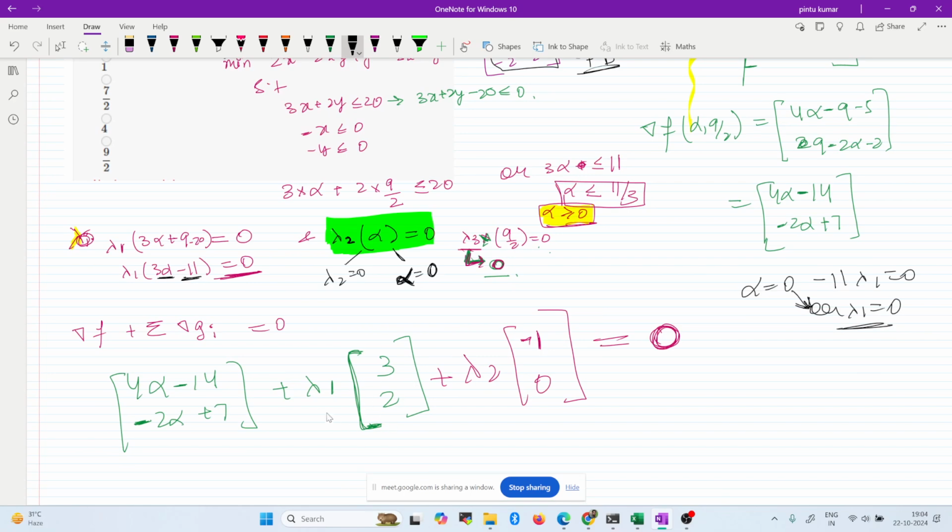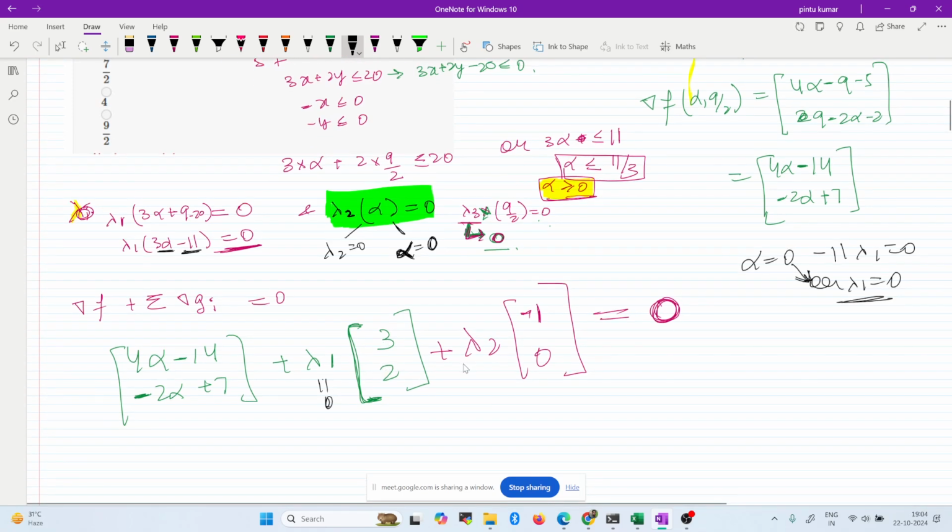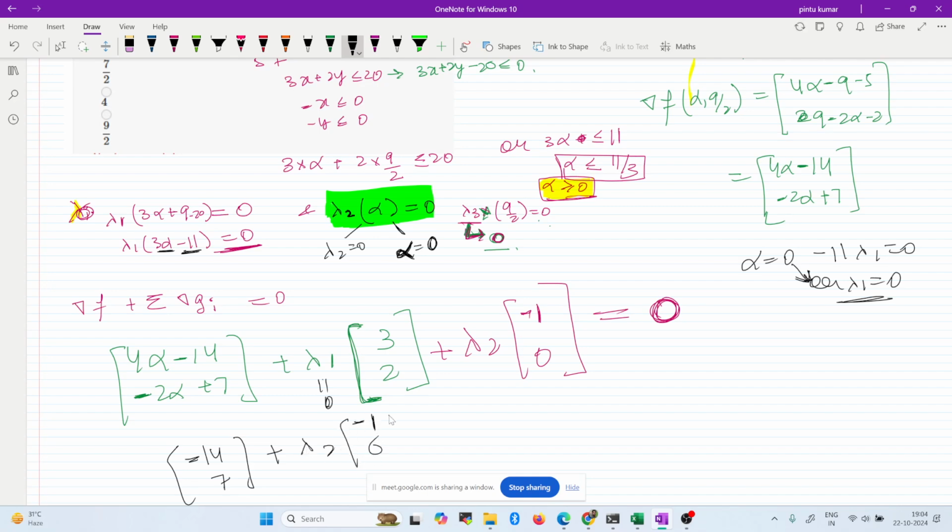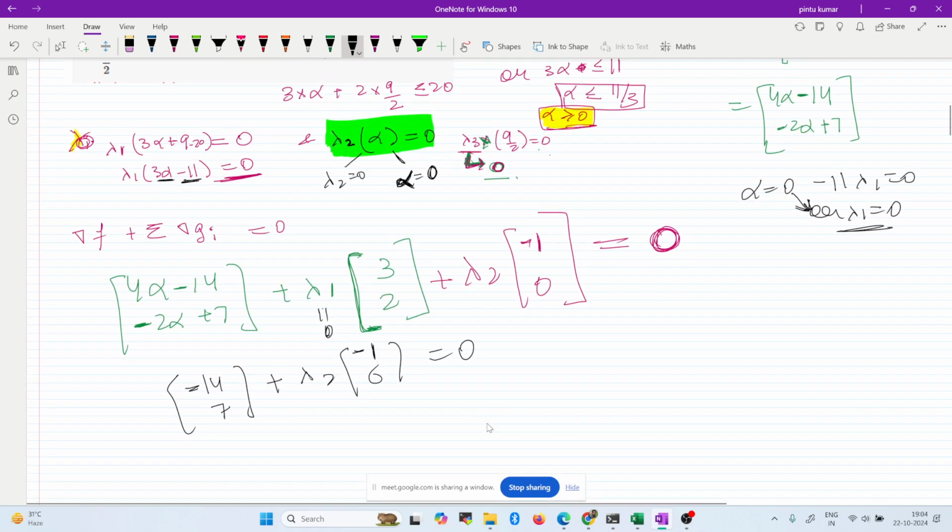Next thing that happens is lambda 1 goes to 0 over here. Okay, so I have minus 14 and 7 plus lambda 2 times (minus 1, 0) is equal to 0. This statement is absolutely not possible.